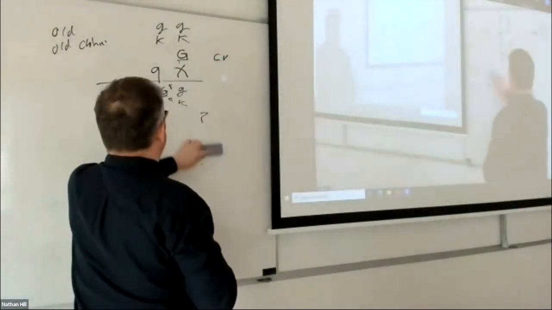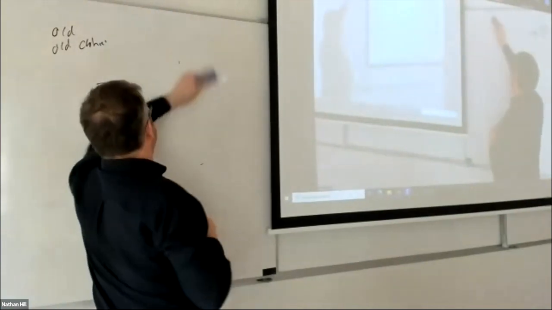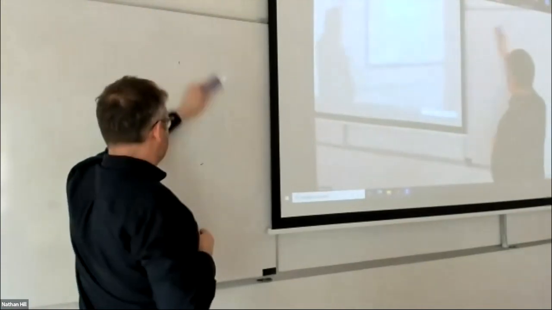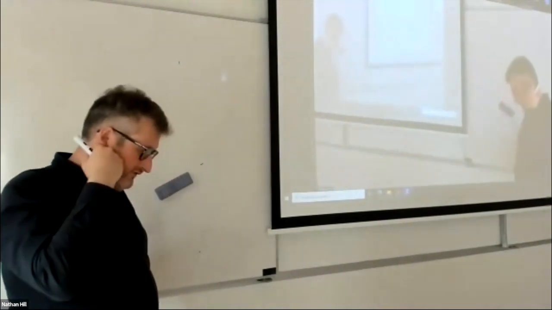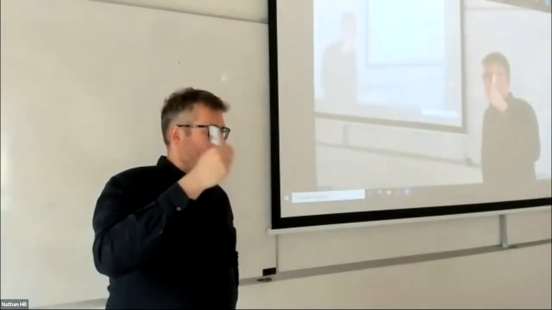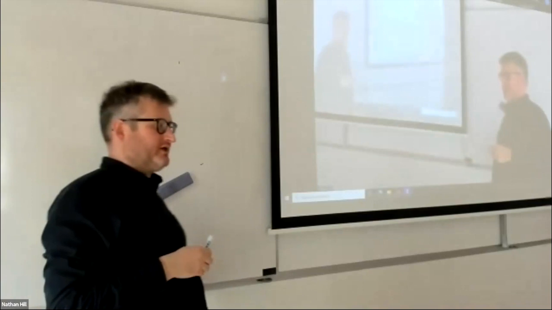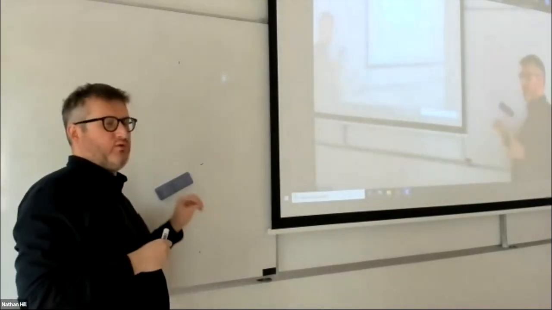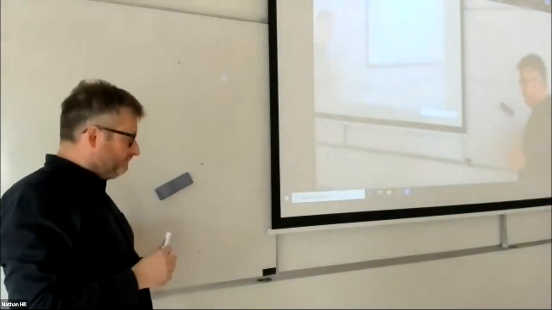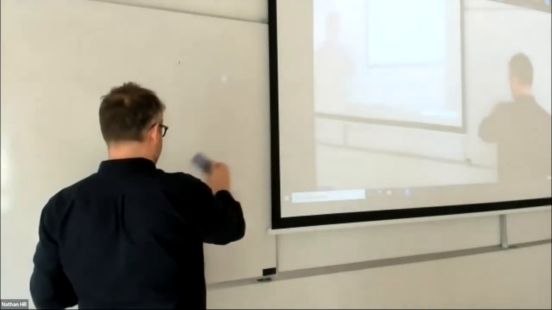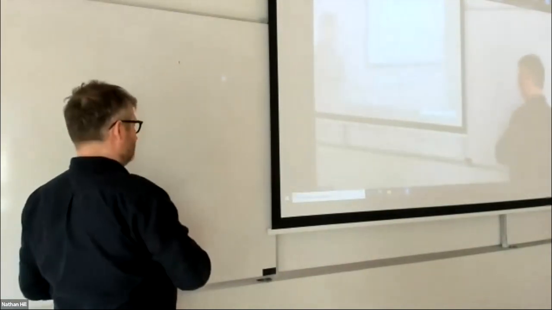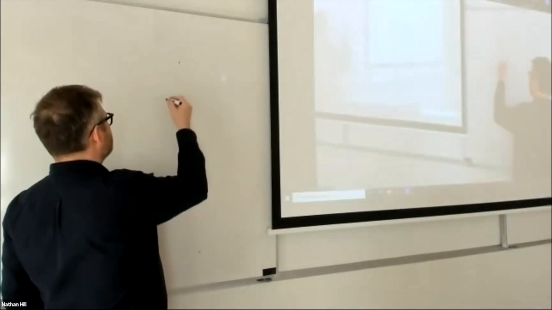Okay, so the Kuki-Chin languages are languages of the sort of west of Burma, east of Manipur, a little bit in Bangladesh, and they have a vowel length distinction. And I don't have any cognates in my head, so I'm just going to make them up, yeah?